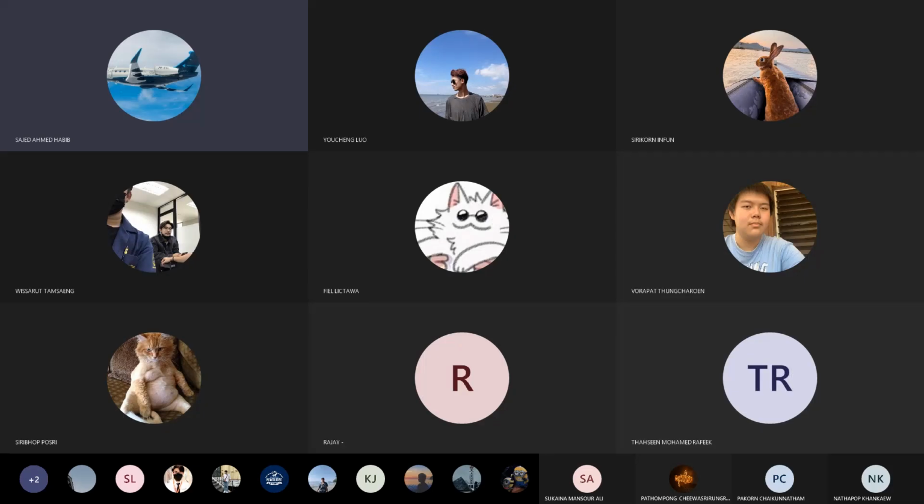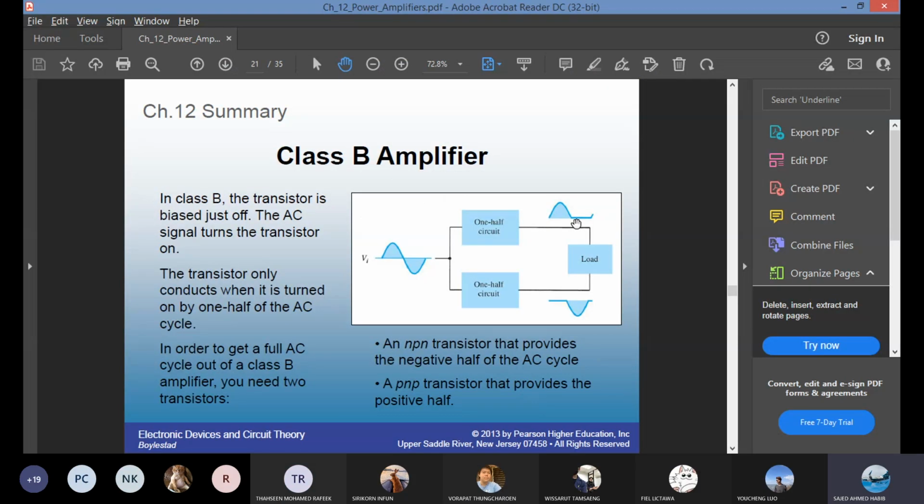It conducts only for 180 degrees of the input cycle. So if you provide a full sine wave input, one class B amplifier will output only for 180 degrees of the phase. In order to get a 360 degree output across any given load, it is necessary to use two class B amplifiers.